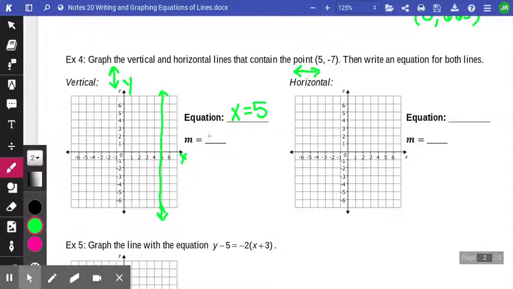So when you divide by 0, you can use Desmos, and it's going to tell you undefined. Versus a horizontal line, still plot the same point, 5, negative 7. The horizontal line goes left to right. So what is the only axis that goes through? And it's your y-axis. So it's going to be y equals, where does it go through the y-axis? That was at negative 7. And the slope of this line is it doesn't go up or down any, so it's 0 divided by any number, which is going to give you 0.